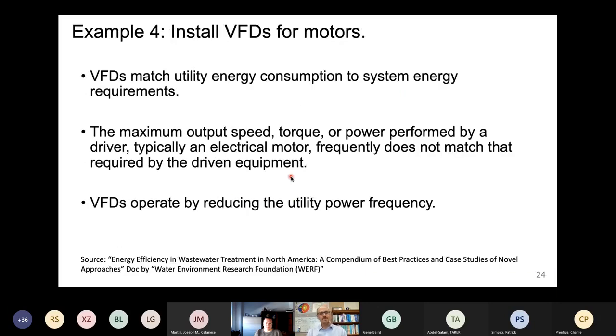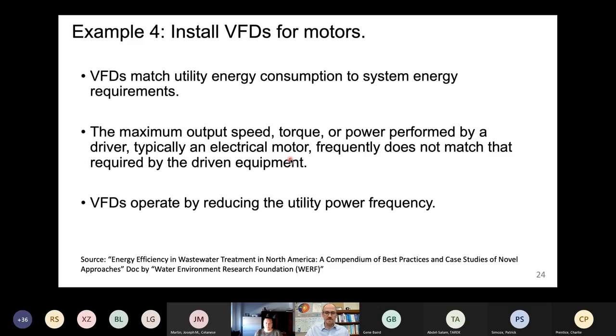Example number 4, installing VFDs for motors. Now, I alluded to this earlier because VFDs was one of the things that showed up in the database analysis as a typical recommendation at these facilities. Variable frequency drives is what these are. They can match the utility energy consumption to the system energy requirements. And it's really about changing the torque of the motors.